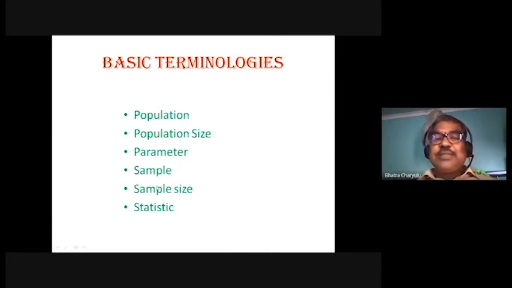What is the sample size? Sample size is how many sample observations you have collected. I have taken only two or three grains from the entire lot, so this three is called the sample size.